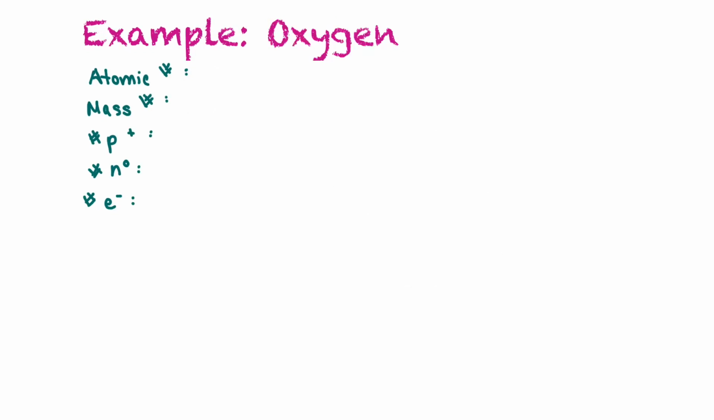Our last example will be oxygen. So oxygen, if you remember, has an atomic number of 8. And oxygen is found up near the top right. And the mass number for oxygen is 16. So we have 8 protons and 8 electrons because that's equal to the atomic number. And then our number of neutrons is equal to 16 minus 8, which is 8.